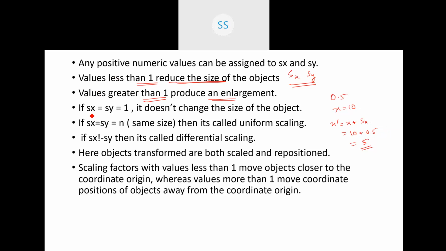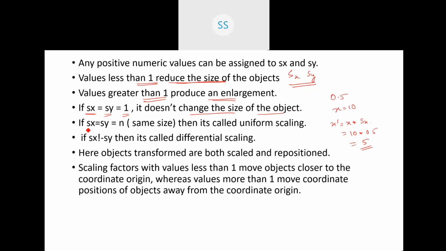Now, what if your values, that is sx and sy, the scaling parameters, have the value as 1? That means if I multiply 10 into 1, okay, so what will I get? I will get 10. That is, there is no change in the size and shape. It doesn't change the size of my object.